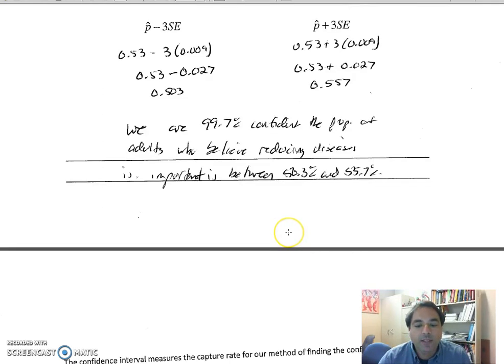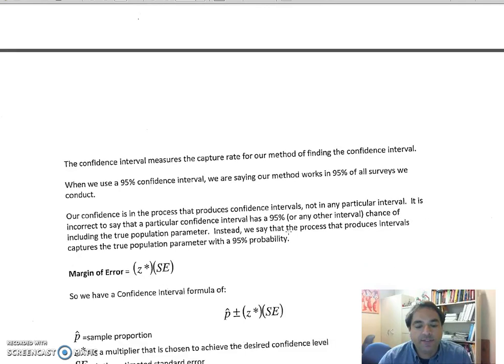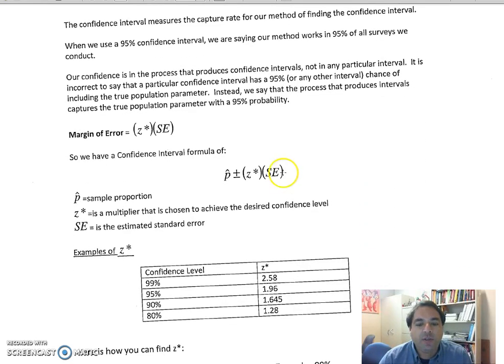Okay? So looking at this, your question is, is that always going to be 1, 2, or 3, 68, 95, 99.7? No, it could be any percent actually. The real formula is this: P hat plus or minus a Z star times your SE. Now Z star is related to that 68, 95, 99.7, or any percent.